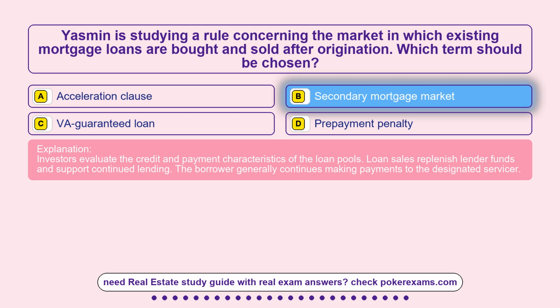Investors evaluate the credit and payment characteristics of the loan pools. Loan sales replenish lender funds and support continued lending. The borrower generally continues making payments to the designated servicer.